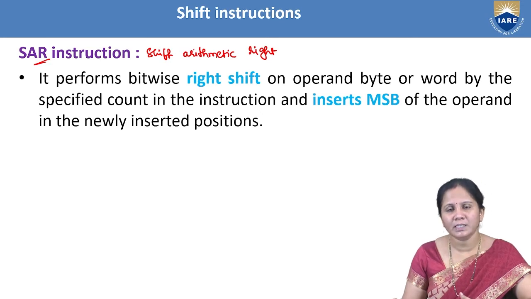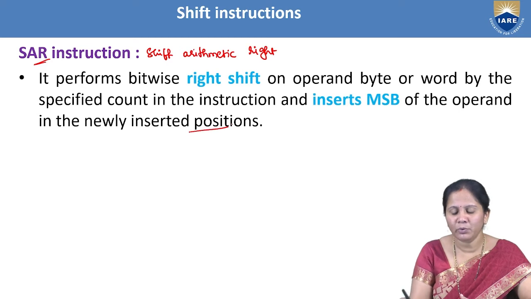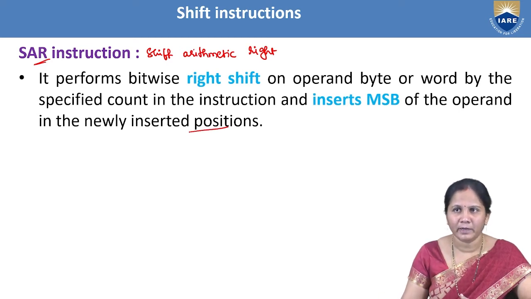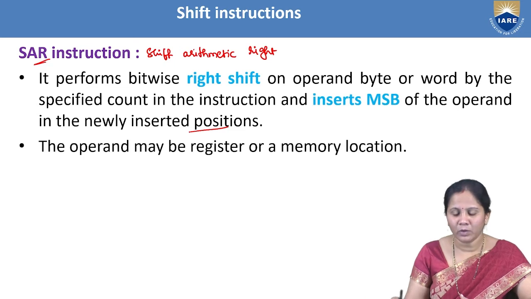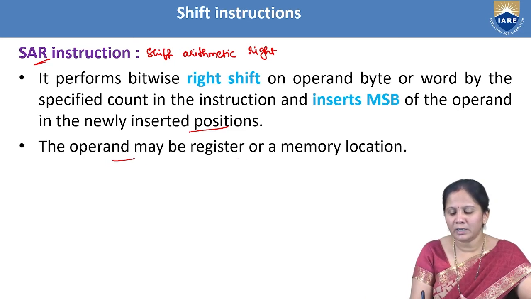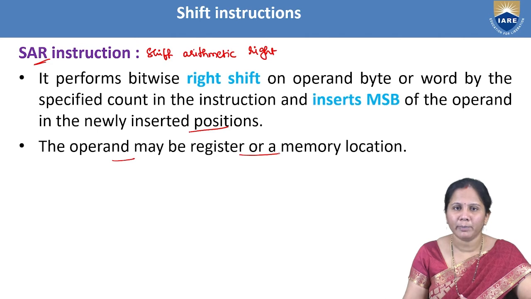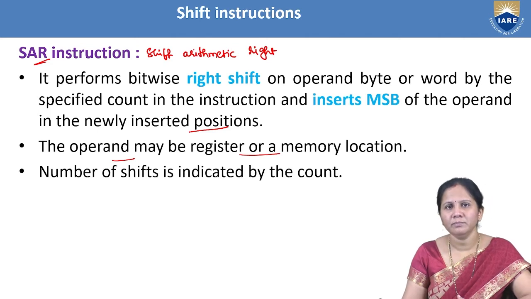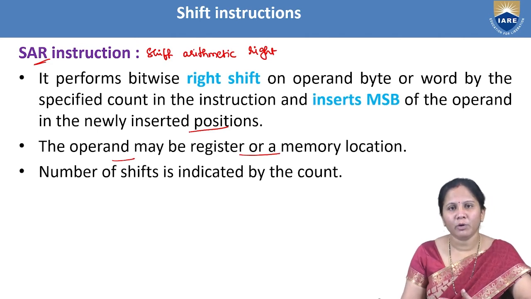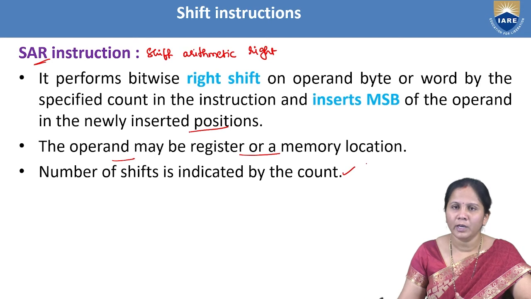In this case, the vacant bit cannot be filled with 0 by default like previous cases. So it has to be filled with some new operand. The vacant bit will be filled with some new operand. Now, we will see here. The operand you are considering may be a register or a memory location. And here also, the number of times we have to perform the shift operation will be indicated with the help of a count value.